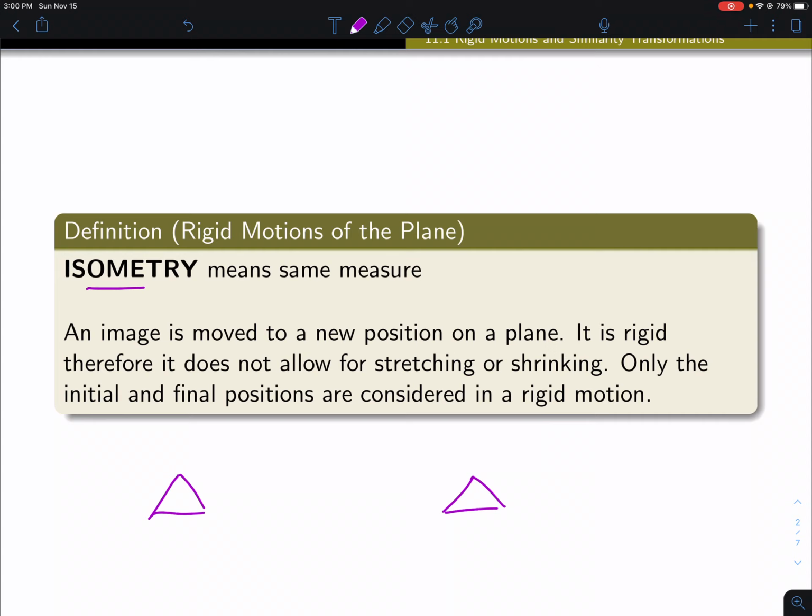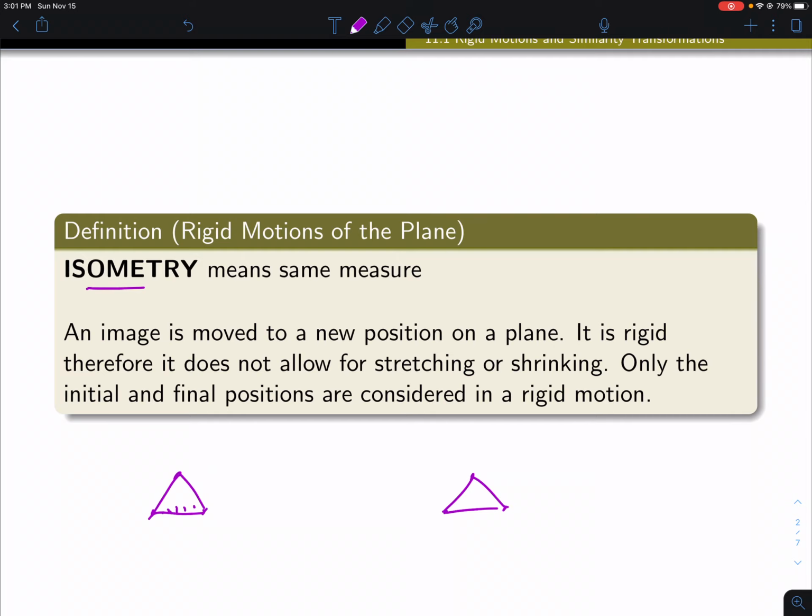In this case, an image is moved to a new position on a plane. It's rigid, therefore it does not allow for stretching or shrinking. Again, it stays the same shape and same size. The initial and final positions are considered in the rigid motion. Typically you're thinking about where you can move certain points. If you were doing a triangle, you try to move those three vertices and then connect the dots in between. You're not necessarily trying to move every single point on this line. You're just trying to find some key points to help you figure out where it ends, based on whatever the transformation is.